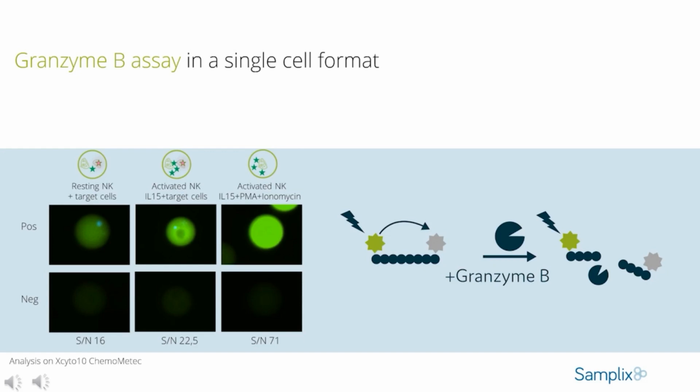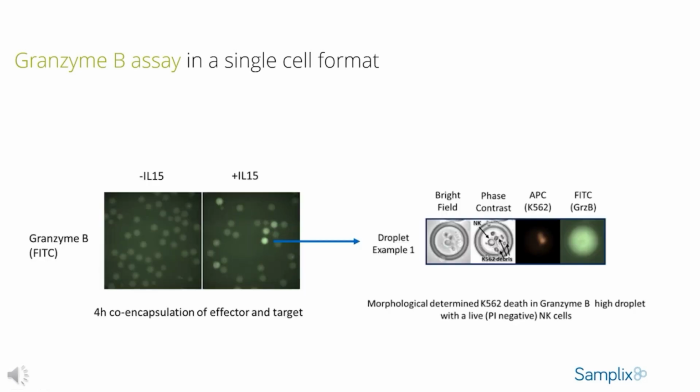From the fluorescence microscopy images, it can be seen that granzyme B positive and negative droplets can easily be distinguished. Within the positive population, different levels of fluorescence distinguish different levels of NK activation. If we take a closer look at a droplet containing a high granzyme B signal, we can see that they contain an NK cell and K562 cell debris shown in red.